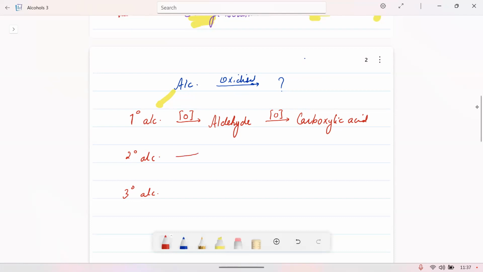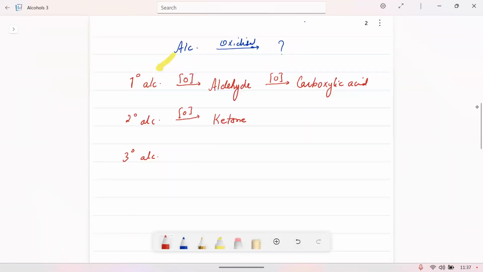The secondary alcohols are oxidized to ketones. And after that, the reaction stops for them. And the tertiary alcohols resist oxidation. That means they do not undergo oxidation. That's the basic. Now we will go into the details. We will take an example of each one of them to understand.